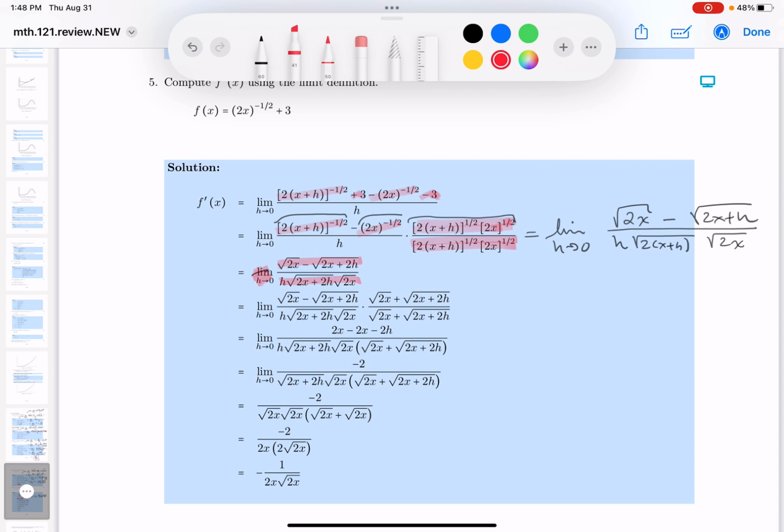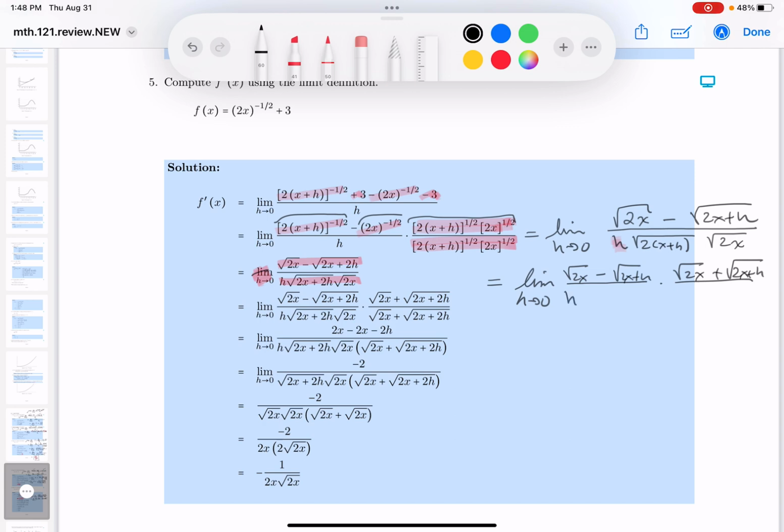And the reason I can't do the limit is this h business in the bottom. It's bad news for me. So I'm going to multiply the top and bottom by the top's conjugate. Let me write that over here. The top is the root of 2x minus the root of 2x plus h. I said I'm going to multiply the top by its conjugate, so it's going to be root of 2x plus root of 2x plus h.